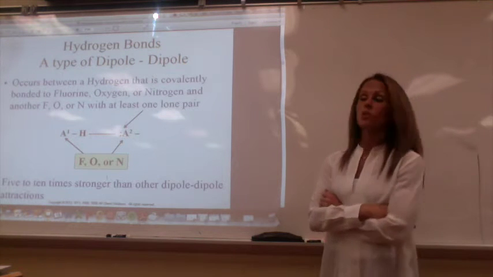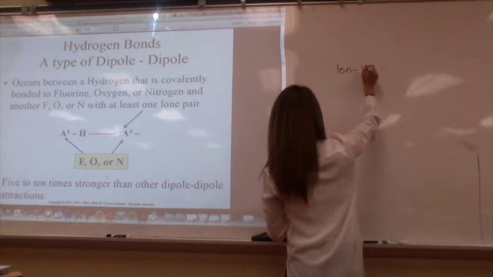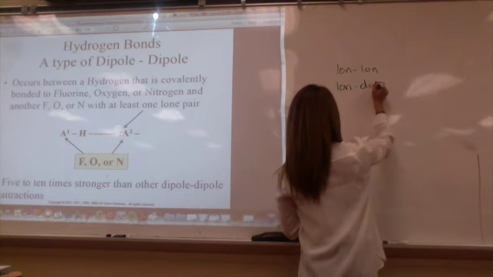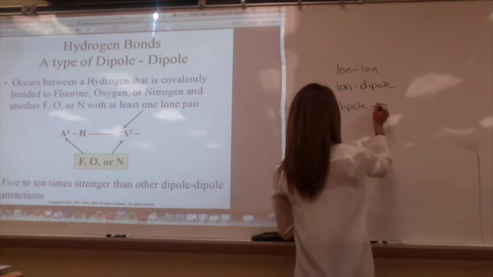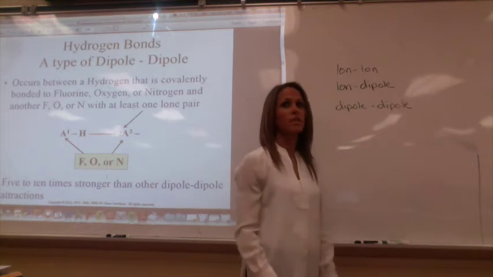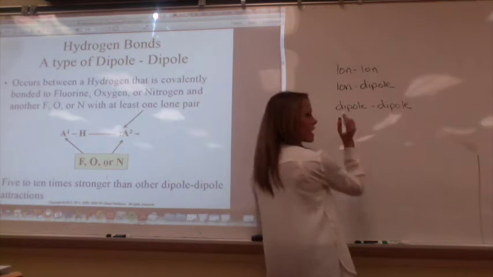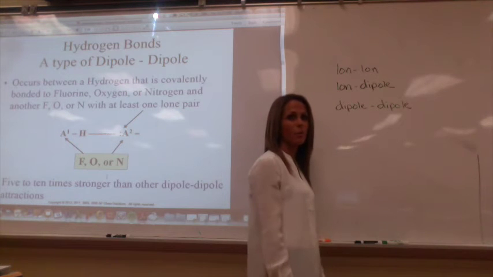All right, so far, this is my list. I have ion-ion being strongest. I have ion-dipole being my next. And then I have dipole-dipole interactions, which we just discussed. Within dipole-dipole interactions, that's between any covalent polar molecule, we have hydrogen bonds. But hydrogen bonds are the strongest type of dipole-dipole.